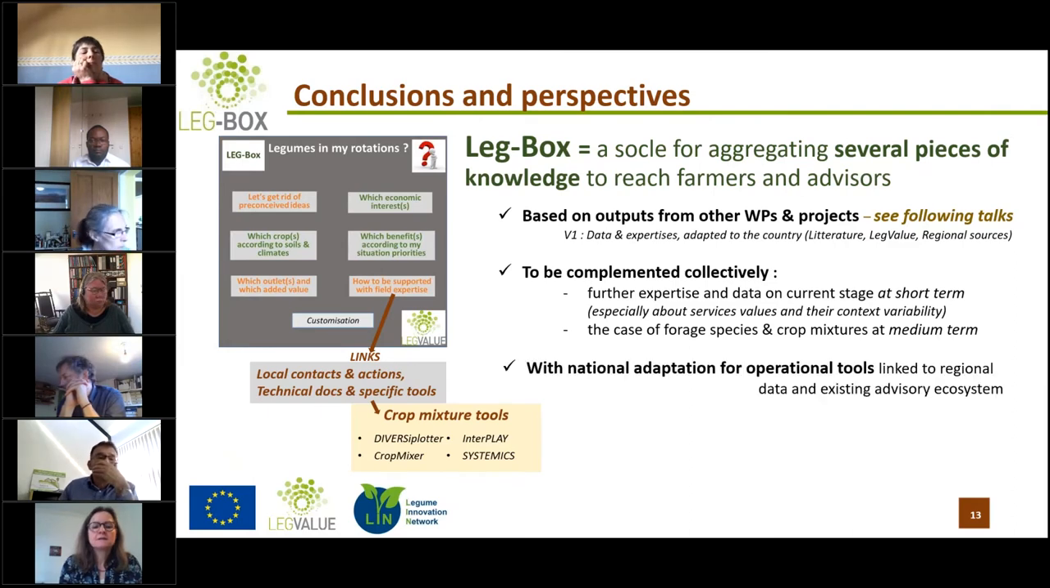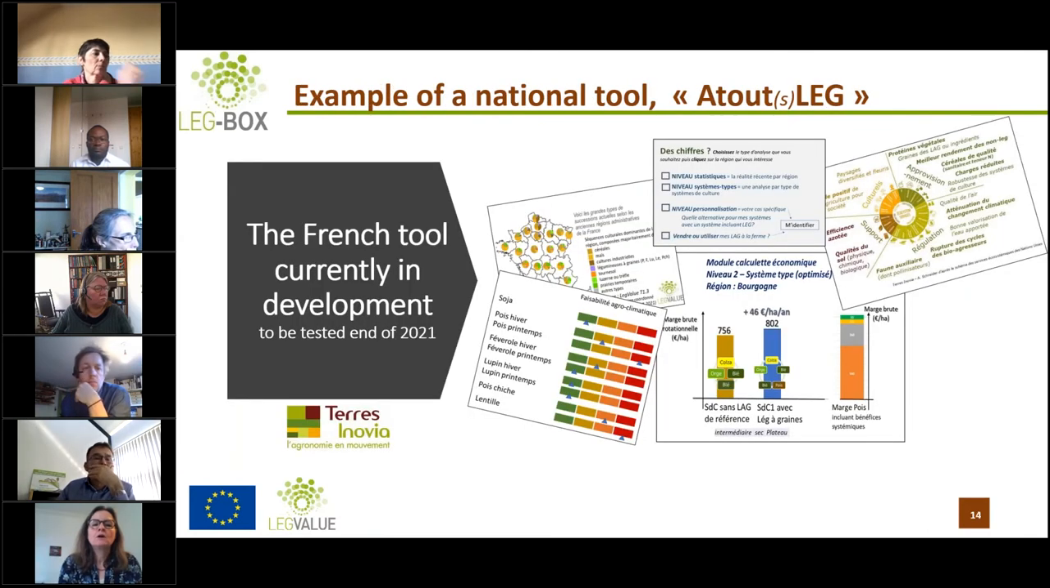And last, not the least, we need to adapt this LegBox at the national or regional level in order to get operational tools linked with regional data and existing advisory ecosystems. For example, we are currently working on a translation of this tool into a French tool, which is currently in development by Terinovia, and which will be tested at the end of this year with a panel of users and with other colleagues.